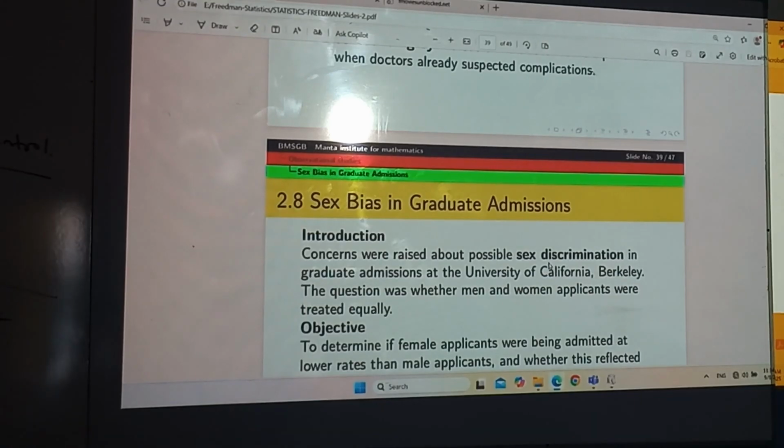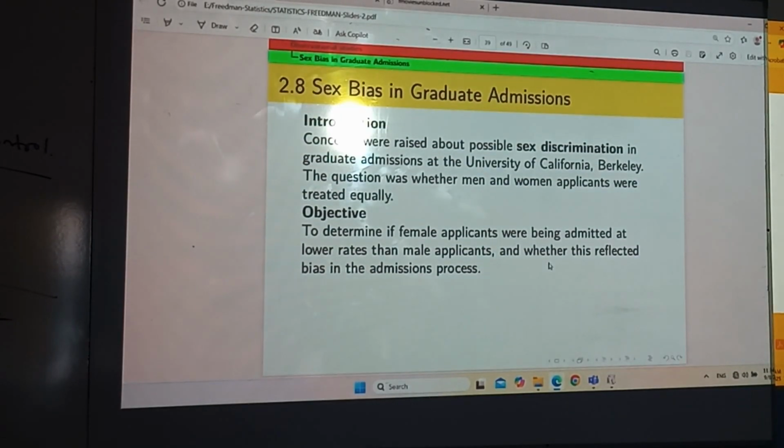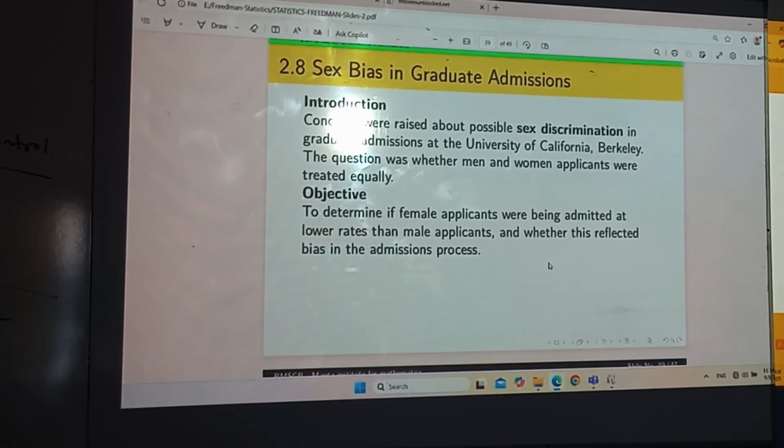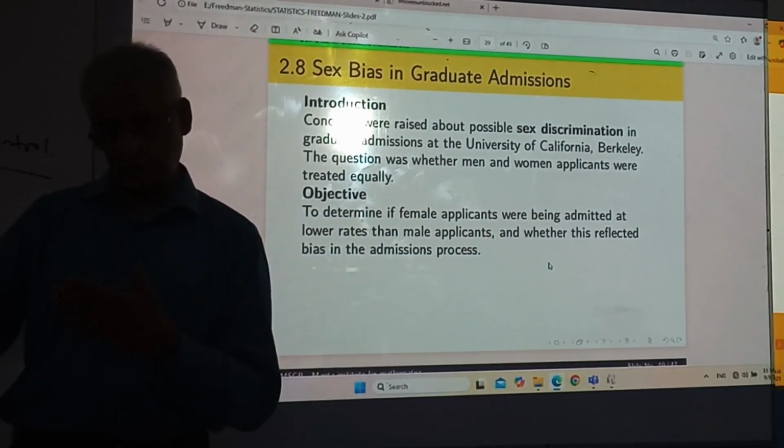So therefore, that doesn't work always. So in the next example, we have a famous example. We show how to adjust. Sometimes it's easy to adjust and find out the real effect, right?